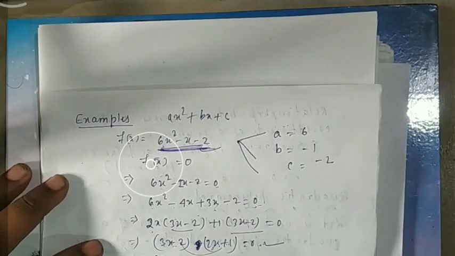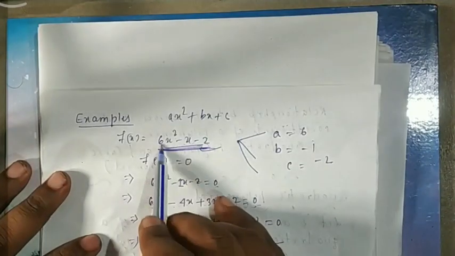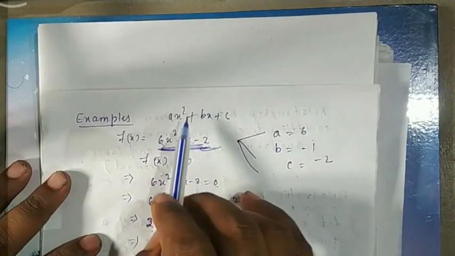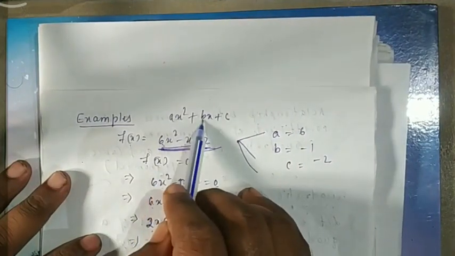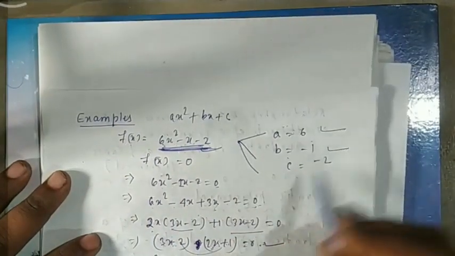So I wrote 1 by 6 as minus into minus 1 by 6. In place of minus 1 you can write b, because listen, for 6x square minus x minus 2, if we equate it with ax square plus bx plus c, you can equate the coefficients. So a is equal to 6, b is equal to minus 1, c is equal to minus 2.